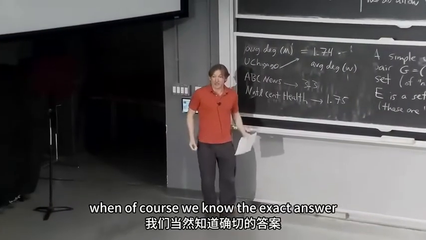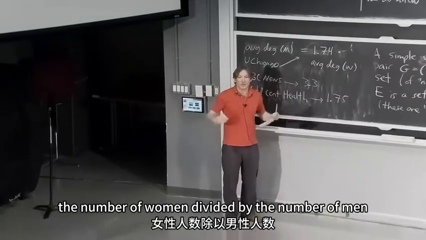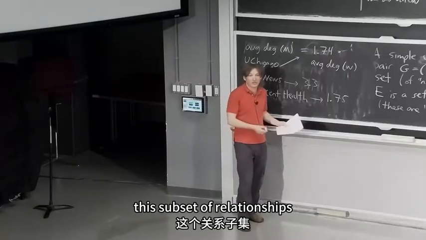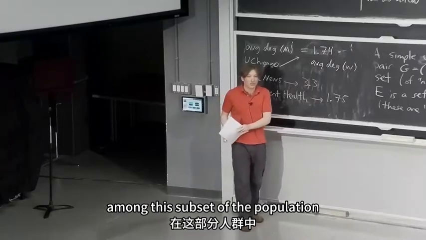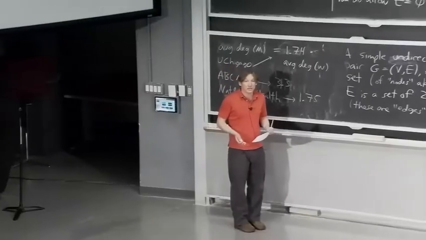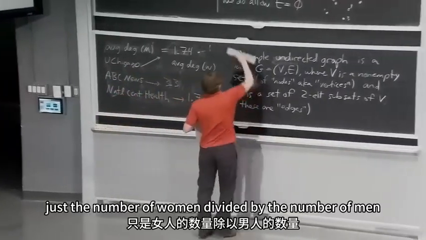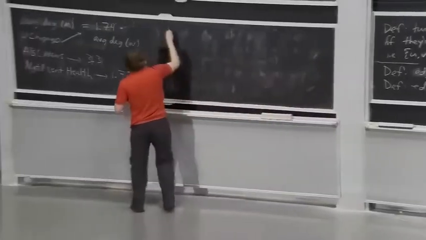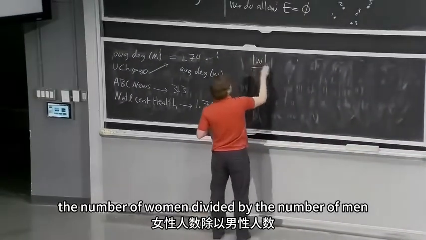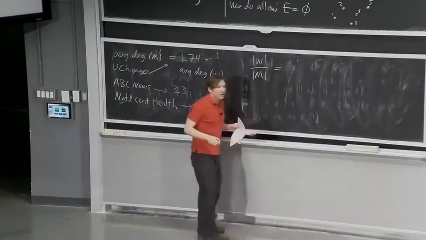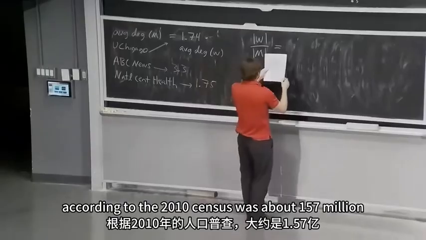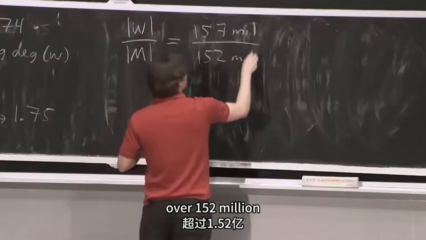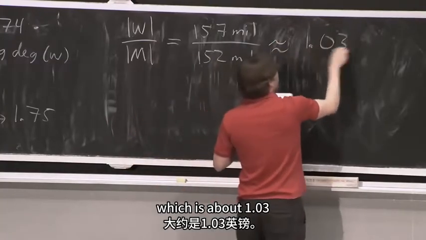When, of course, we know the exact answer. This ratio should be the number of women divided by the number of men. Because of the specific question they were asking about this subset of relationships among this subset of the population, they put themselves in a bipartite scenario where this theorem applies, and the correct answer is just the number of women divided by the number of men. According to the 2010 census, that was about 157 million over 152 million, which is about 1.03.